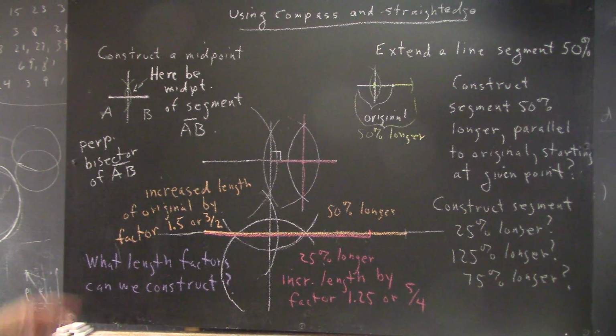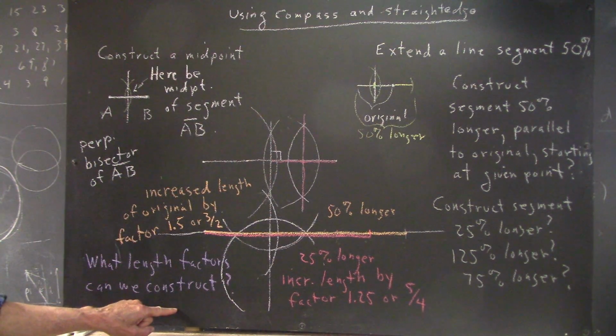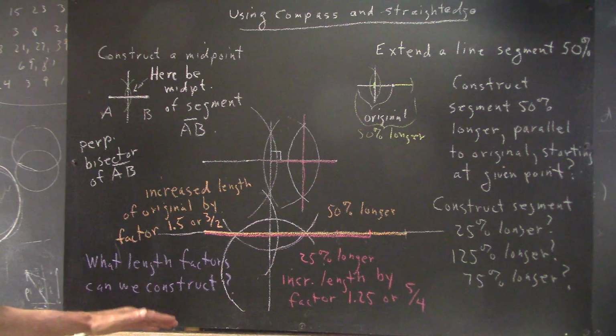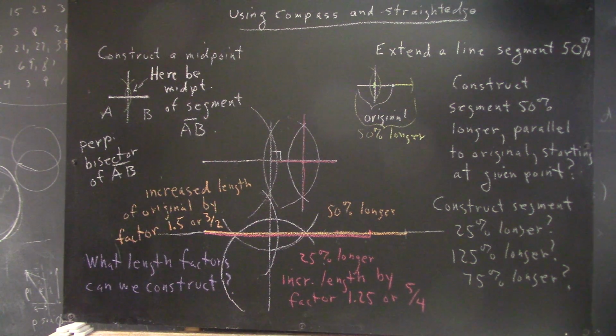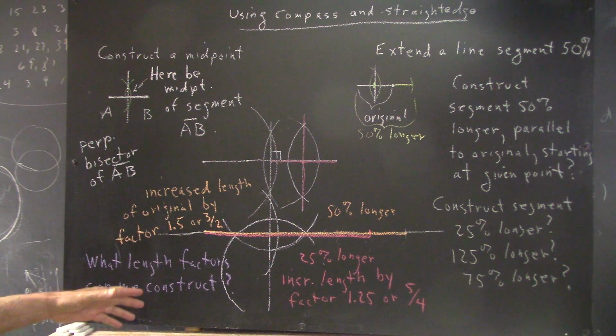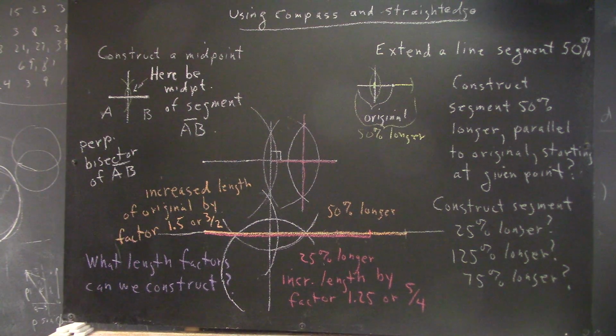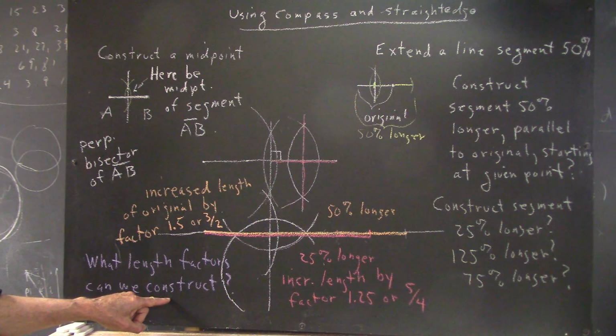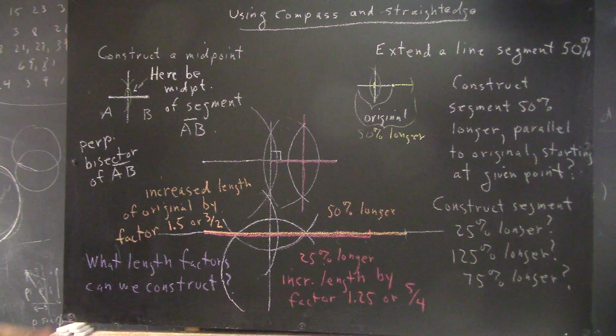Then, question, what length factors can we construct with a compass and straight edge? Now when I say can we construct, I don't always have room to write by compass and straight edge. I won't always say by compass and straight edge, but you should always consider that construction is by compass and straight edge unless we say differently.